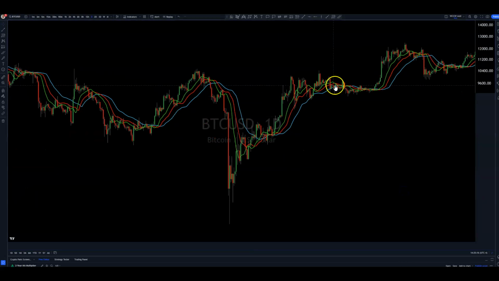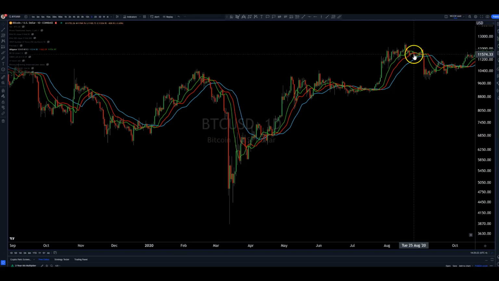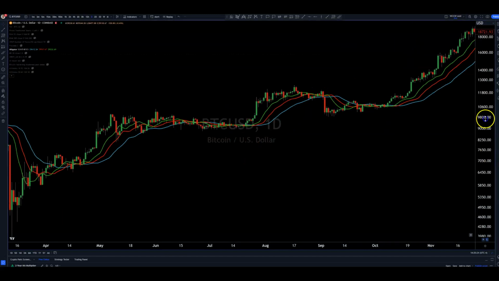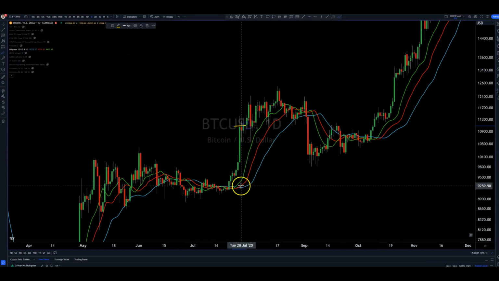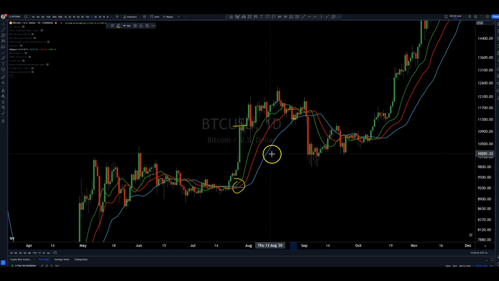By the time we are stopped out, you're really stopped out at what, 11.5? So you're long here based on the cross, then you're stopped out here. Ideally, realistically, if you're waiting for these closes, you're basically stopped out at your entry, which is fine. It's not a loss, right? But it's not exactly setting you up for a great trade.